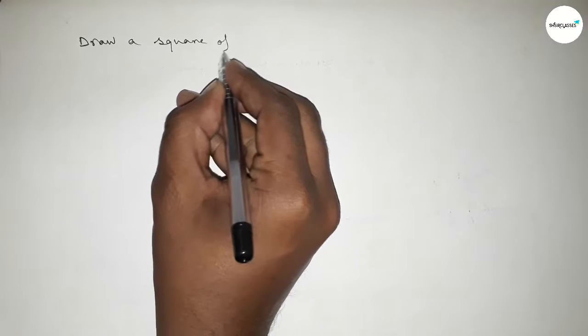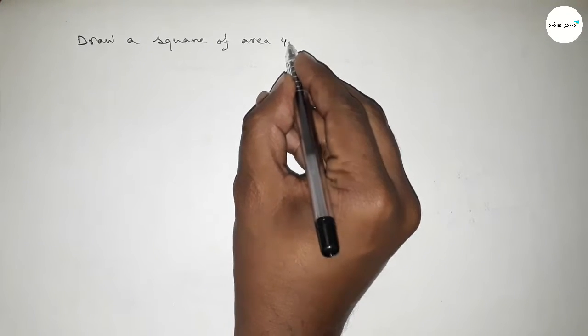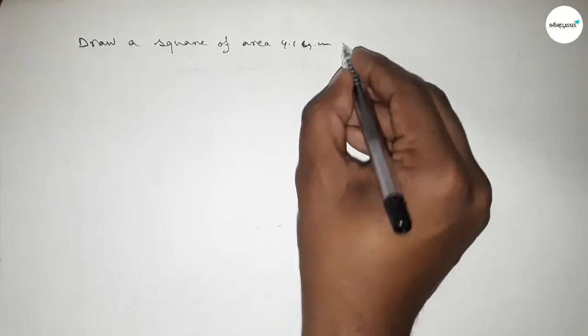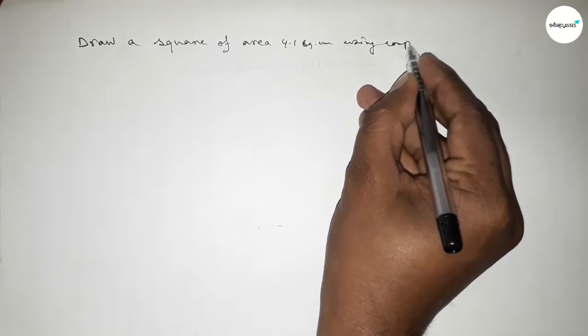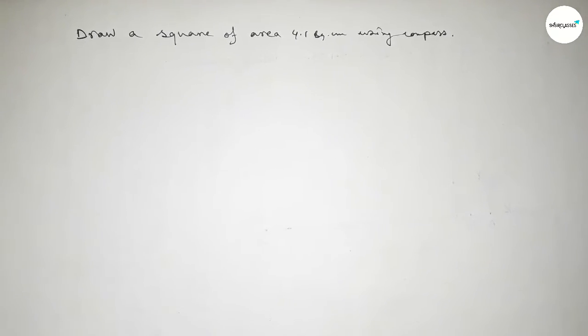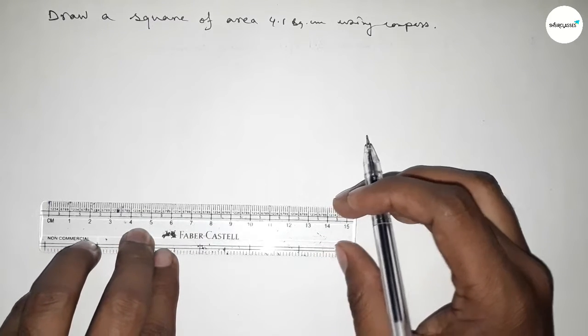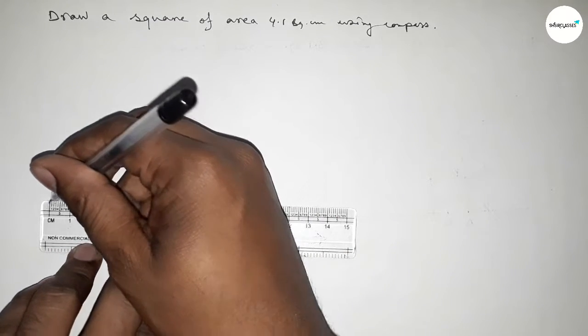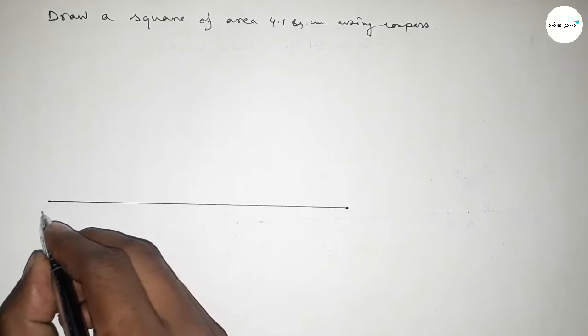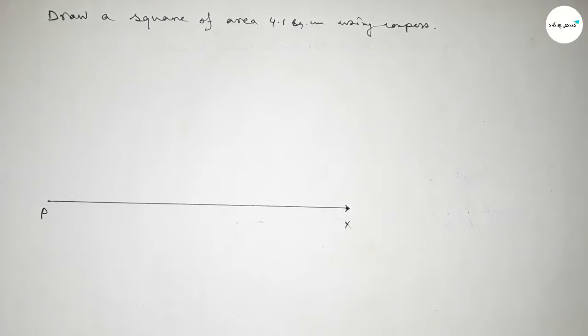Today in this video we have to draw a square of area 4.1 square centimeter by using compass. So let's start the video. First of all, we have to draw here a line of any length. So first, drawing here a line and taking here point P and here X.